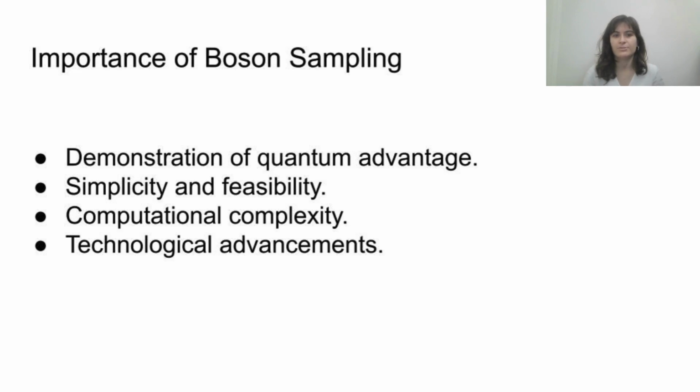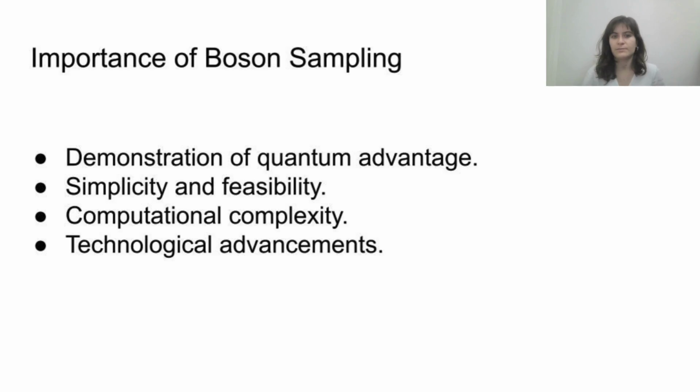The first one is demonstrating quantum advantage. Quantum advantage occurs when a quantum system solves a problem faster or more efficiently than any known classical algorithm. Boson sampling is a prime candidate for showcasing this because simulating the behavior of a large number of bosons through a complex network is computationally intensive for classical computers. By demonstrating quantum advantage, boson sampling proves that quantum systems can outperform classical systems in certain specific tasks.